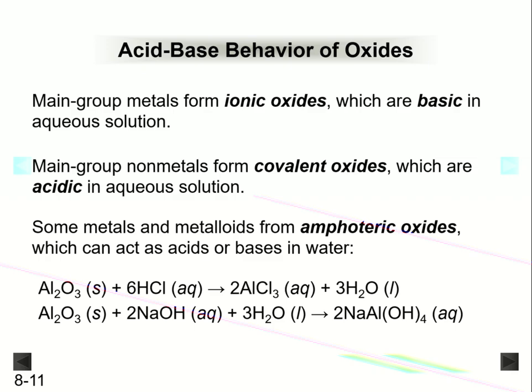So Al2O3, aluminum oxide, can react with hydrochloric acid, or aluminum oxide can react with sodium hydroxide. So when aluminum oxide is reacting with hydrochloric acid, aluminum oxide is acting as a base. When aluminum oxide is reacting with sodium hydroxide, aluminum oxide is acting as an acid.